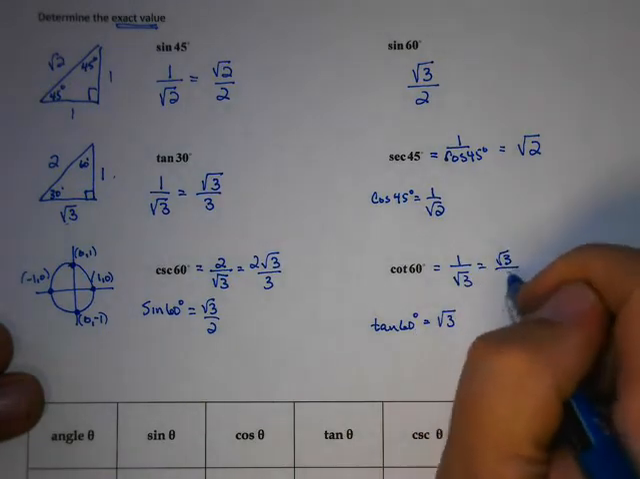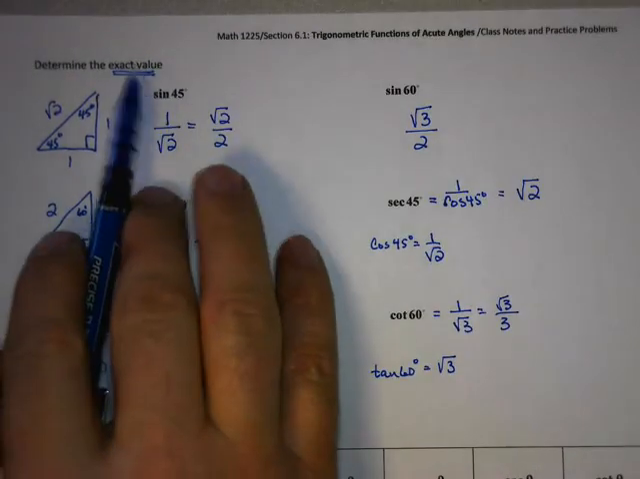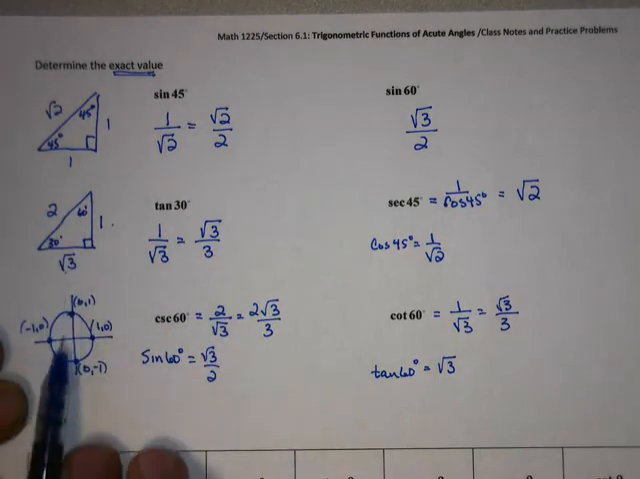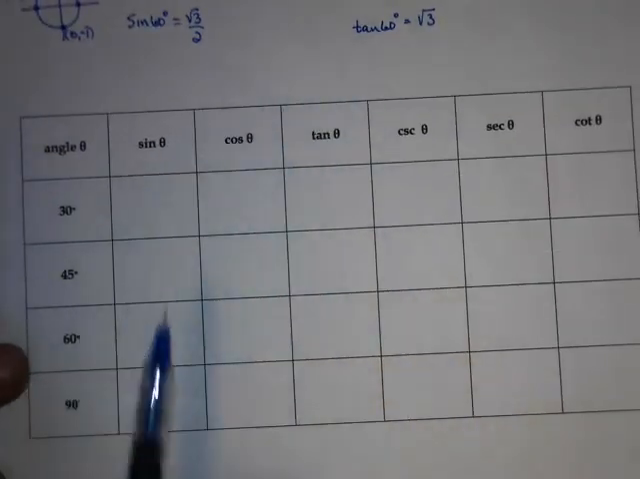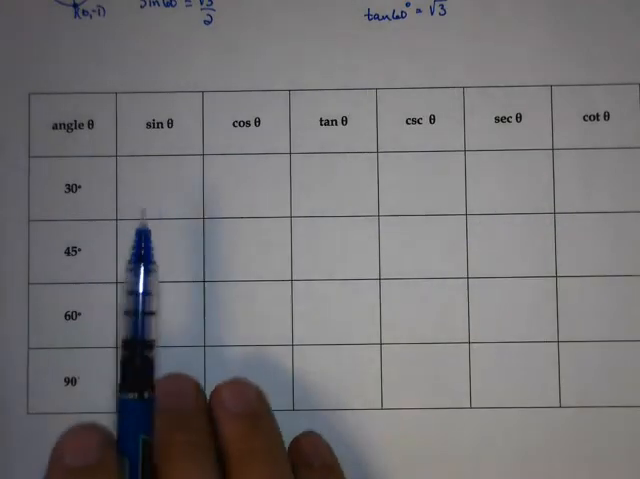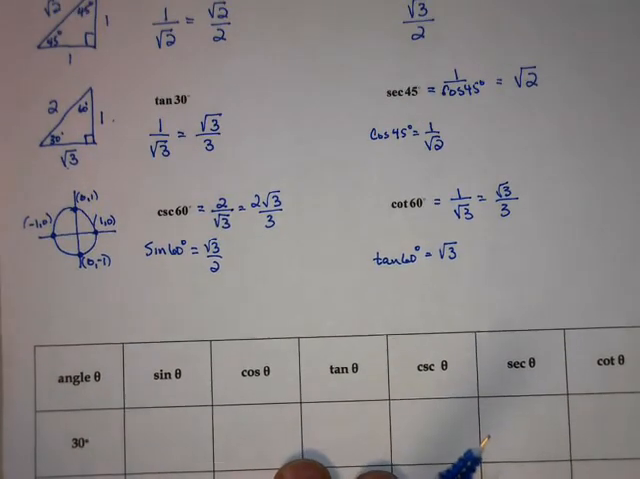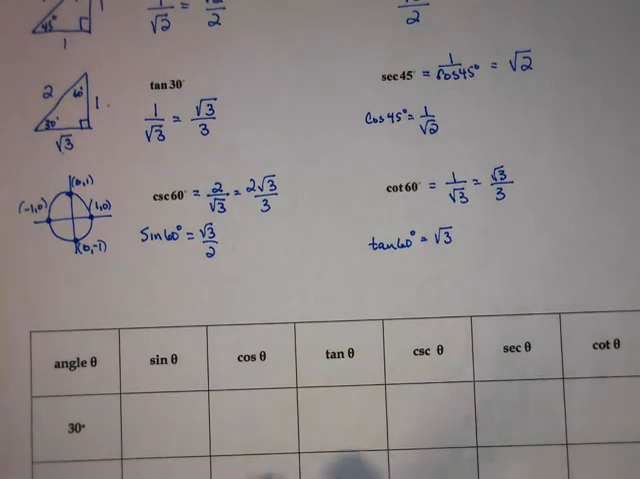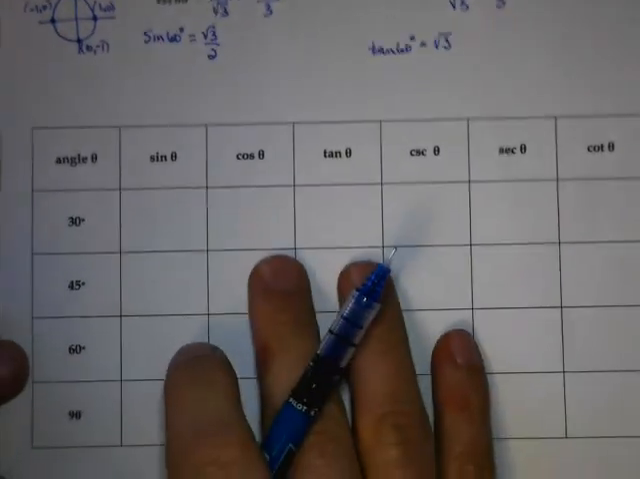So anytime we're looking for exact values, it's going to be using one of these pieces as we go through. So if we look at sine, cosine, tangent, cosecant, secant, cotangent of 30 degrees. So again, using these three pieces, you know, your 45-45 triangle, 30-60-90, or your unit circle, we can fill in this table.